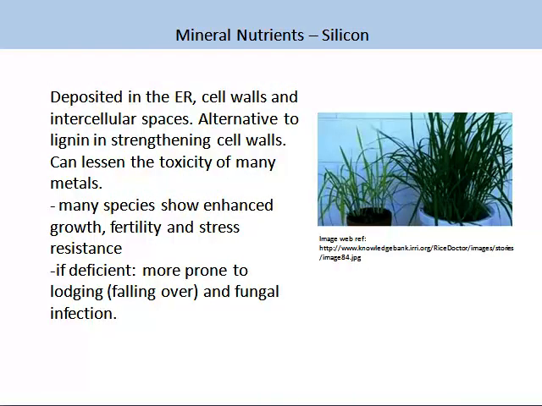Silicon is deposited in the ER, in cell walls and intracellular spaces. It is used by plants as an alternative to lignin in strengthening cell walls and has an important functional component for the plant. It can lessen the toxicity of many metals. Many species show enhanced growth, fertility and stress resistance. If silicon is deficient, the plant is more prone to lodging and falling over and fungal infections.